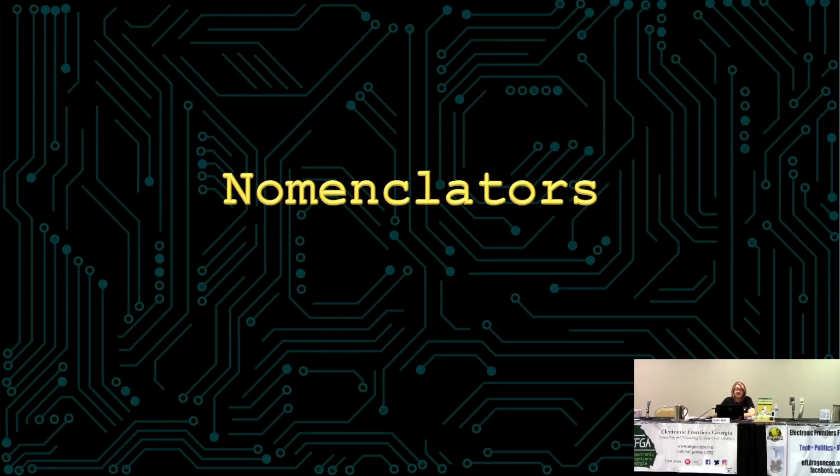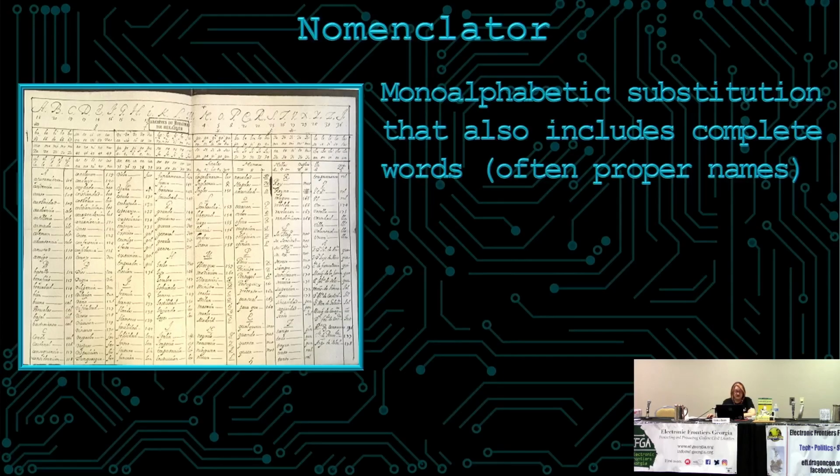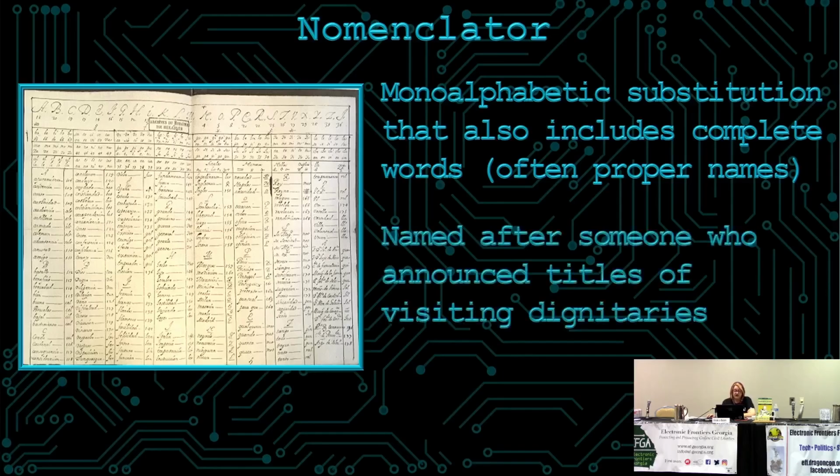So this is another type of system. It's substitution, but it's a different kind of substitution called a nomenclator. This is something that's been used for hundreds of years, and it combines monoalphabetic substitution with basically a code book type of substitution.